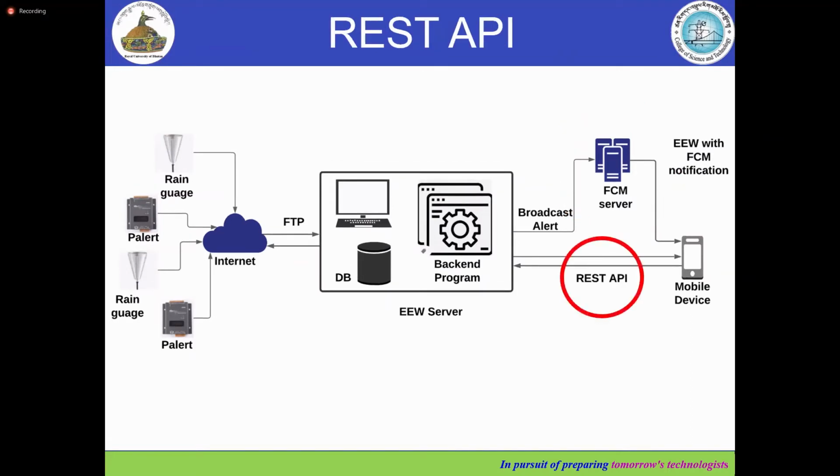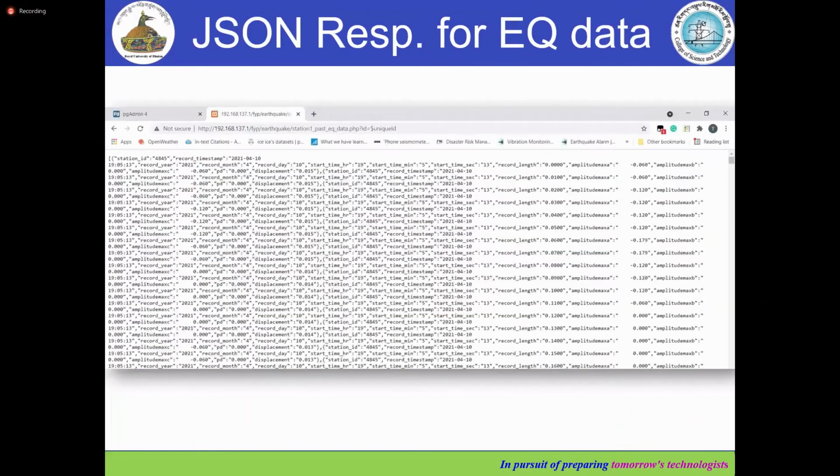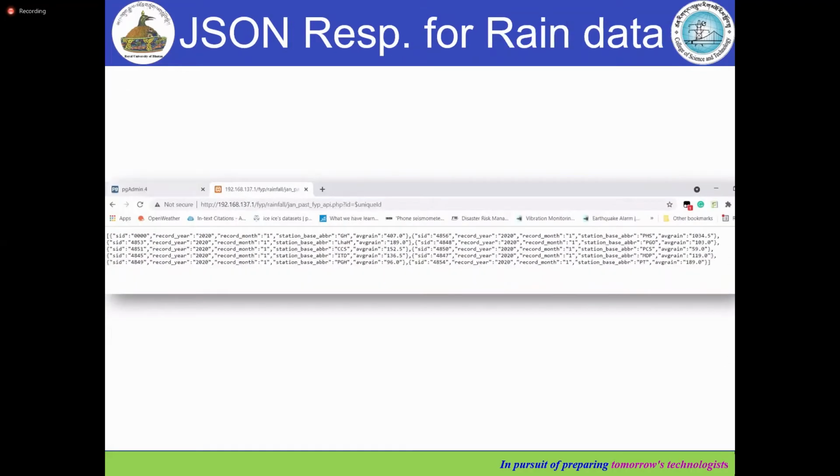The API: for the communication between the app and the early earthquake warning server, a REST API is employed, which in turn produces a JSON response of earthquake and rain data. This figure is a sample of the JSON response for earthquake data for station 1. Please note here that there are many data points for an earthquake data. Similarly, this figure is a sample of the JSON response for rain data for the January month of the fiscal year 2020.